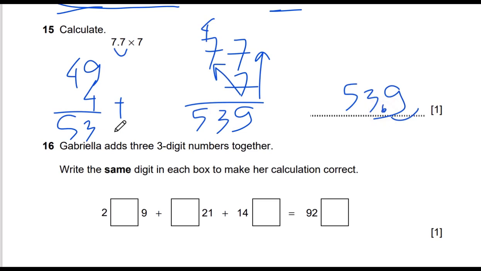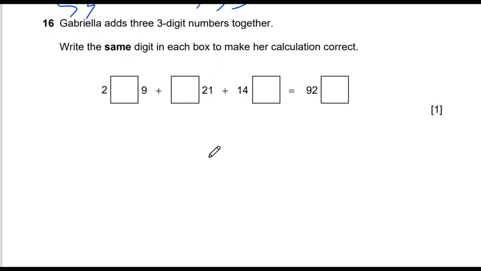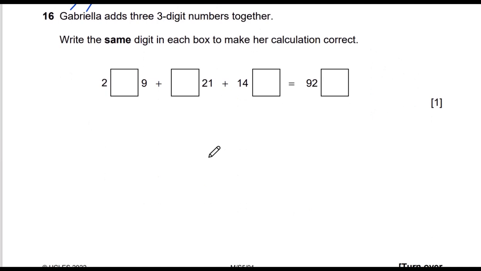Alright, next. Gabriela adds three 3-digit numbers altogether. Write the same number in each box to make her calculation correct. Now it has to be the same. It is 1. This will be 1. So you may need to pause the video and find your own answer.